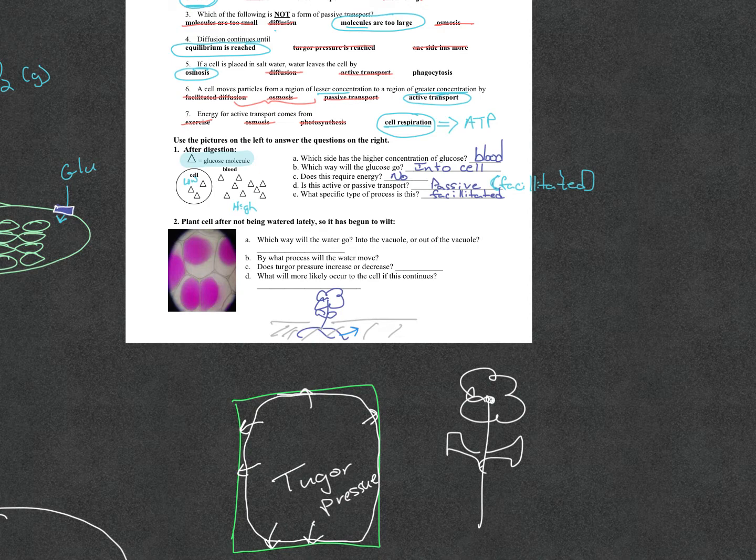In which way will the water go, into the vacuole or out of the vacuole? Out, because there's less water outside than in. So the concentration gradient is high inside and low outside. So it's high to low, and it's passive, and so on for all the vacuoles. By what process will the water move? Water moves through osmosis. Does turgor pressure increase or decrease? It decreases.